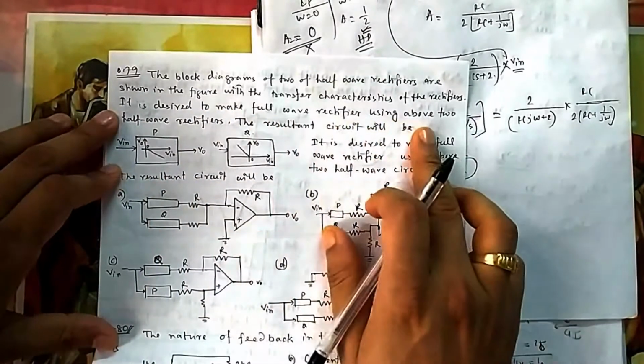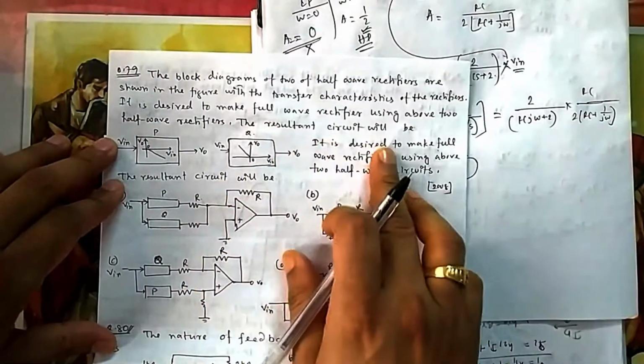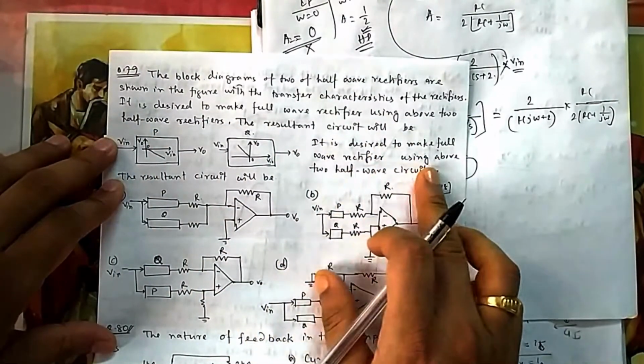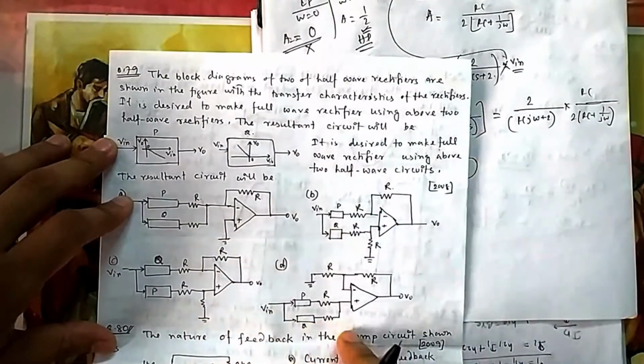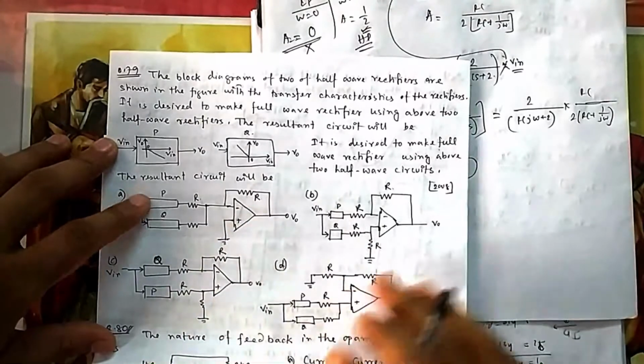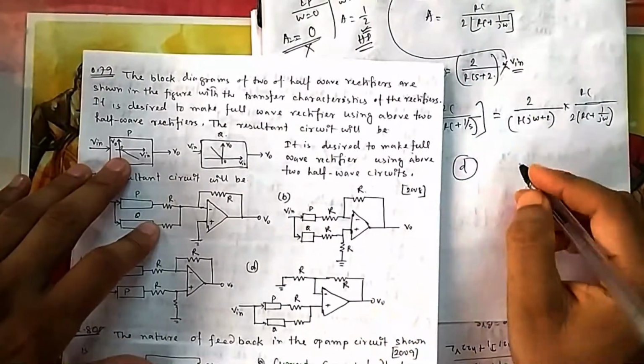It is desired to make a full wave rectifier using the two half-wave rectifiers. The resultant circuit, it is desired to make a full wave using the above half-wave rectifier. So which will be this circuit? I will give you this one. So if you see this diagram, what is this diagram saying?